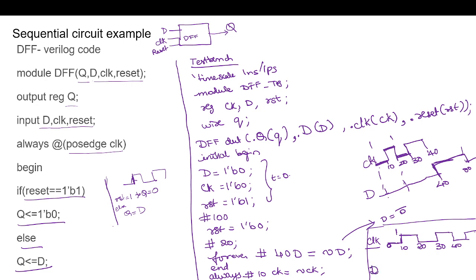Whereas my D input is initially 0. It will be 0 till 40. When 40 units of time are over, it will be complementing. This will keep on going till 80, 40 plus again 40. After that it will come to 0. So this will be changing at 40, 80, 120 in that way.